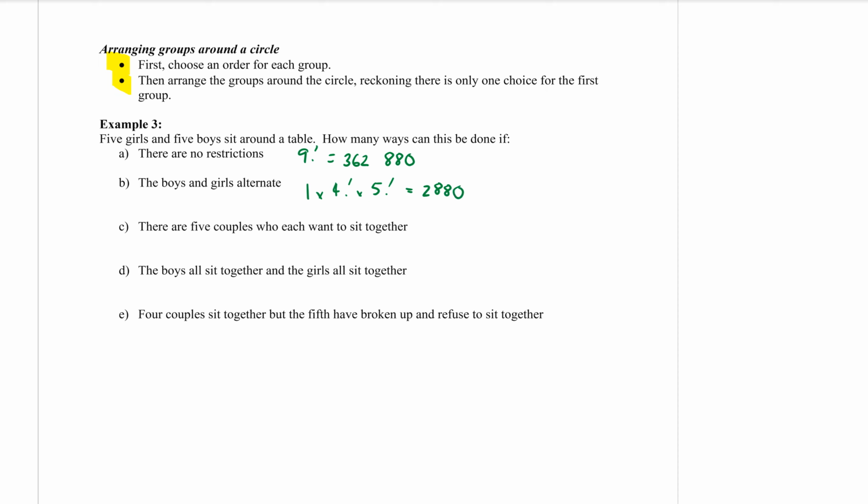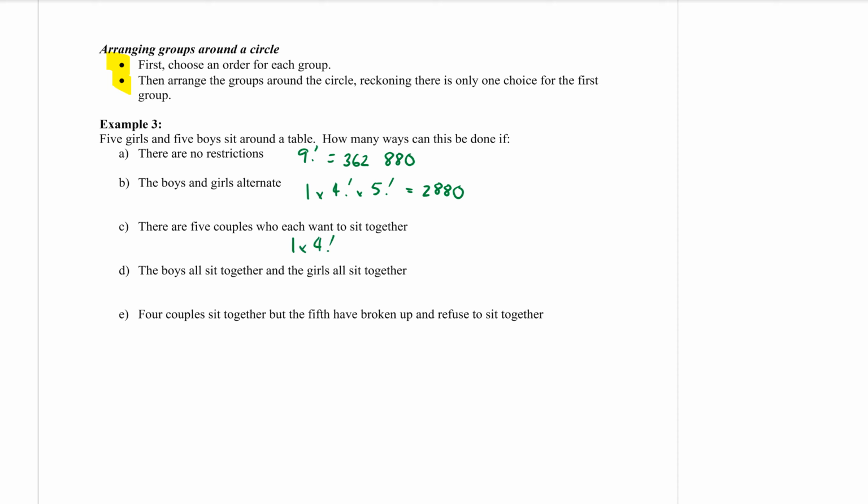Okay, part C, this is a new type of question. There are 5 couples who want to sit together. So 5 couples, so instead of having 10 people, we have 5 groups. 1 times 4 factorial. Yep, you can just go 4 factorial.